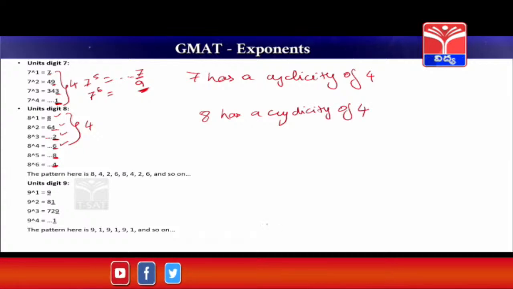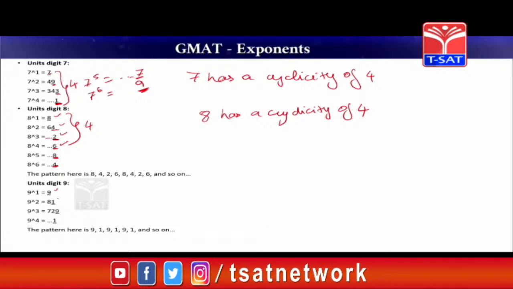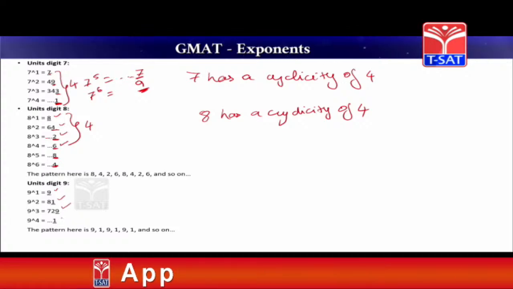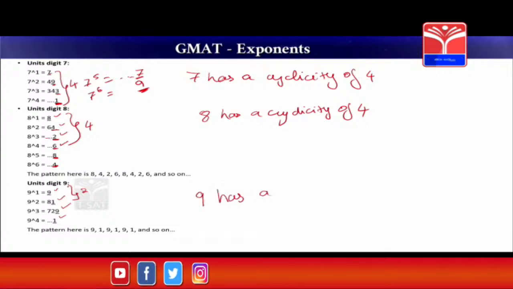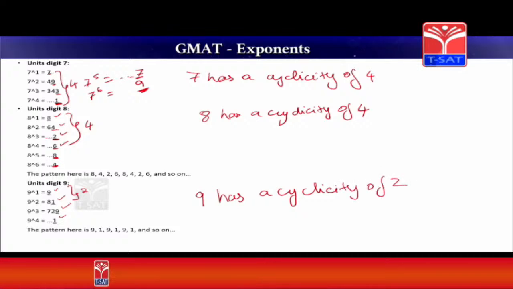When you look at 9, you have 9 to the power of 1 is 9, 9 square is 81 with 1 at the units digit, 9 cube has 9 at the units digit, 9 to the power of 4 has 1 again. Here it is repeating itself after every 2 numbers, and that means that 9 has a cyclicity of 2.